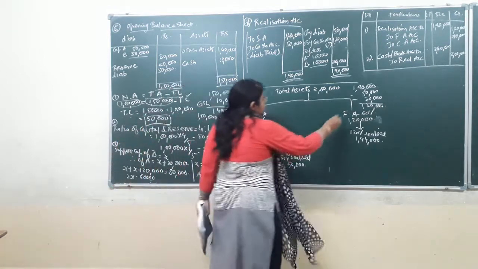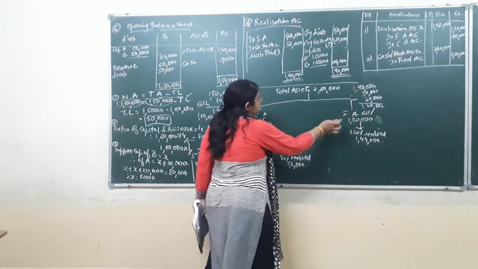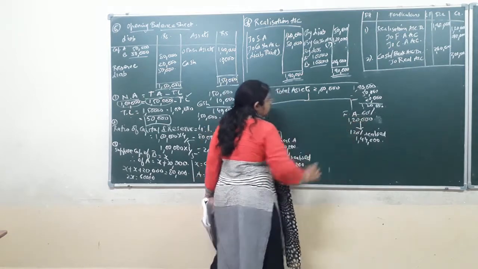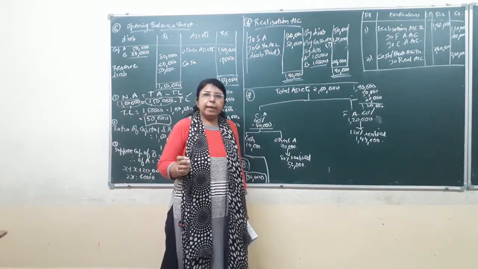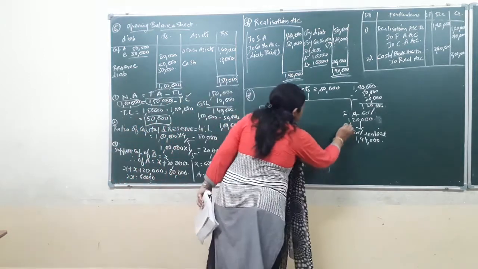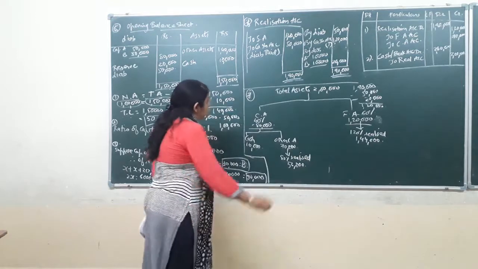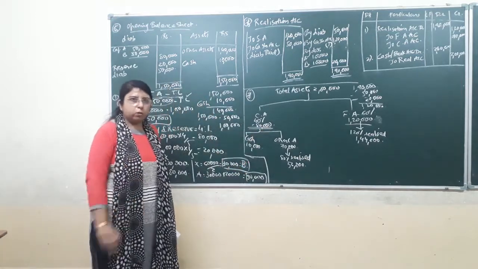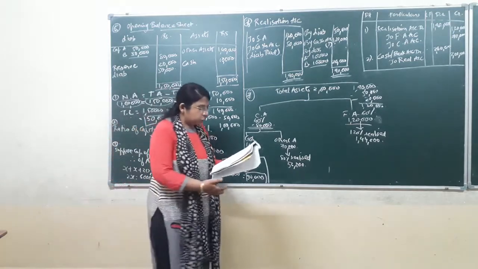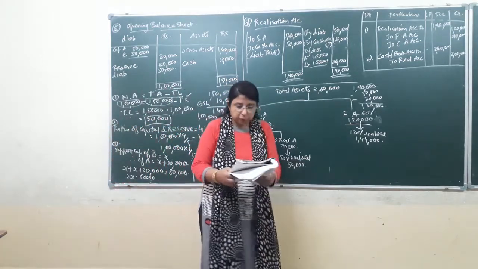So here you can see the second part of the total assets that I have written as fixed assets, 60%. So 60% of 2 lakh would come to 1,20,000. Here you can see I have written 1,20,000, and over here current assets, that is 80,000. Total that becomes 2 lakh.